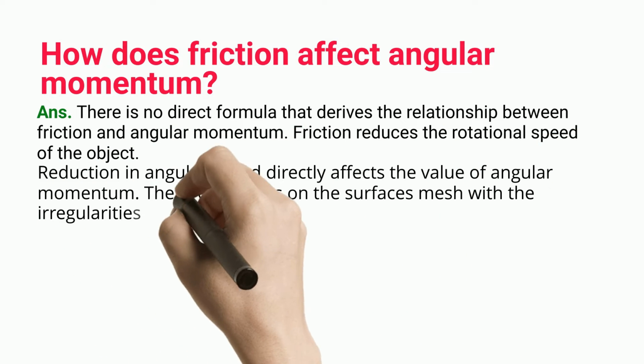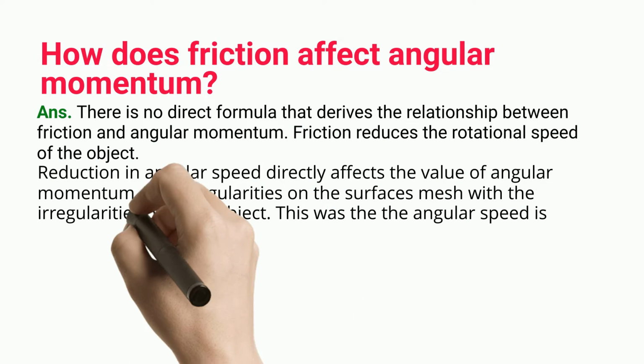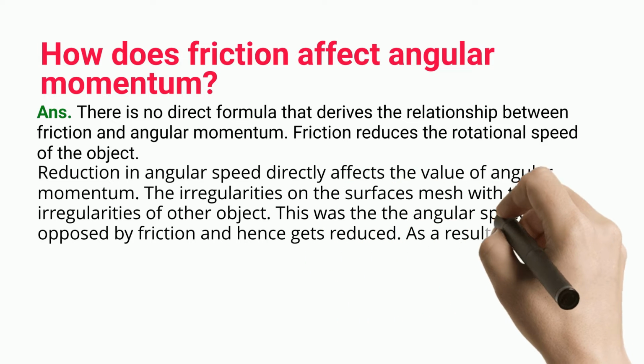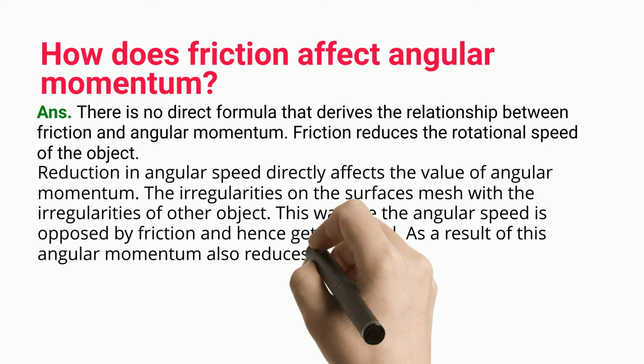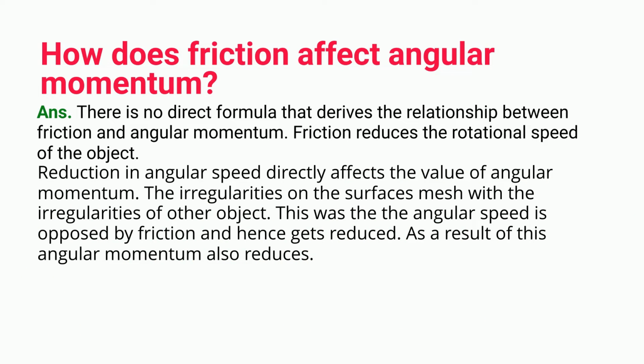The irregularities on the surfaces mesh with the irregularities of other object. This way the angular speed is opposed by friction and hence gets reduced. As a result of this, angular momentum also reduces.